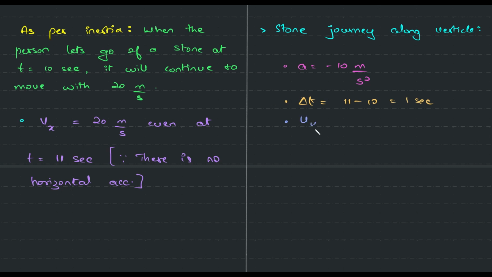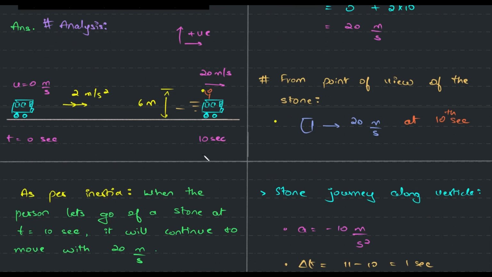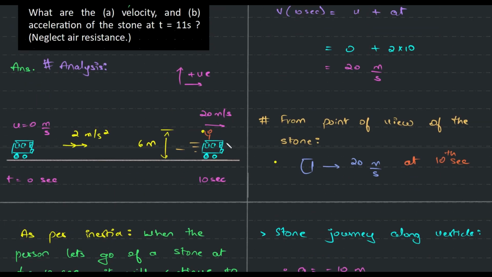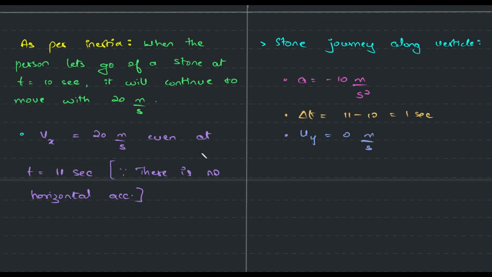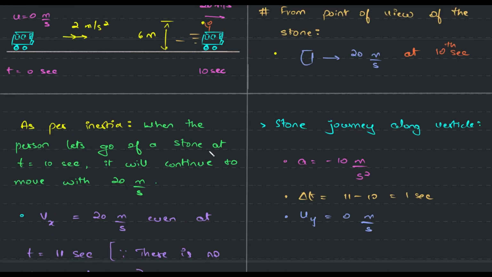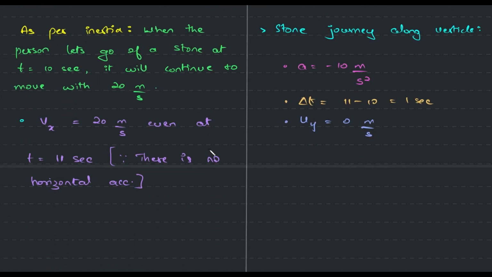It starts with the initial velocity of 0 meter per second. Again, see, the vehicle is moving horizontally. So it will have horizontal velocity, it will not have vertical velocity. Yes, that's a difference that you need to understand. It has horizontal velocity but not vertical velocity. Therefore, the vertical velocity will be minus 10 into 1. That is, Vy is minus 10 meter per second.